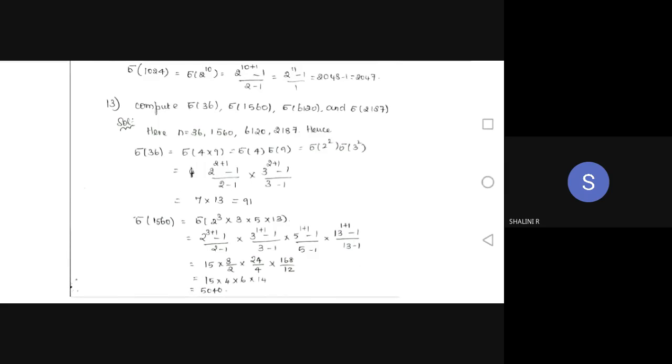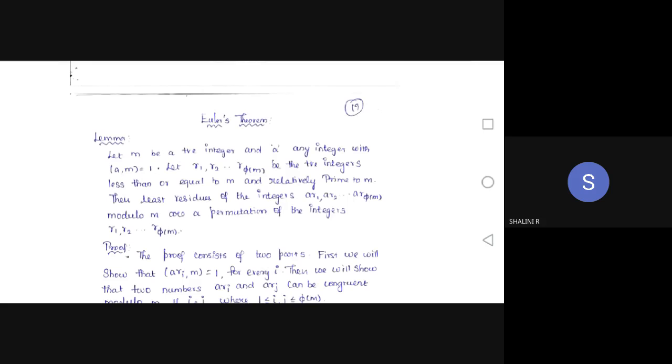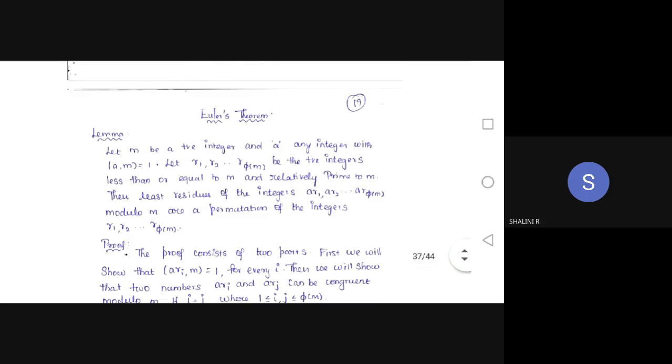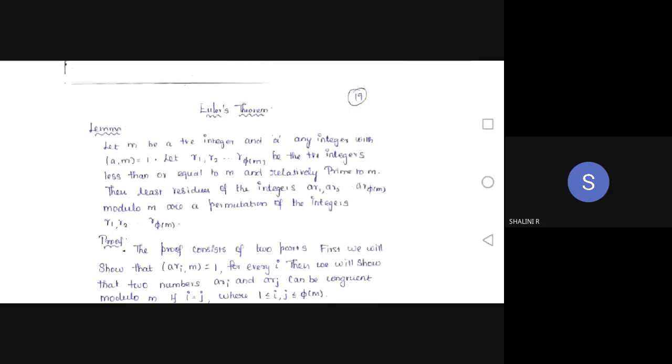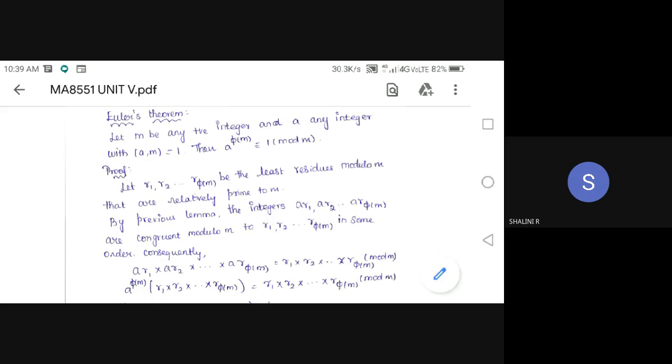So we solved many problems on tau of some integer and sigma of some integer. Then in the last class, some important theorems were discussed under Euler's theorem. Let m be any positive integer and a be any integer. If the GCD of a and m is equal to 1, then a to the power phi of m is congruent to 1 mod m.